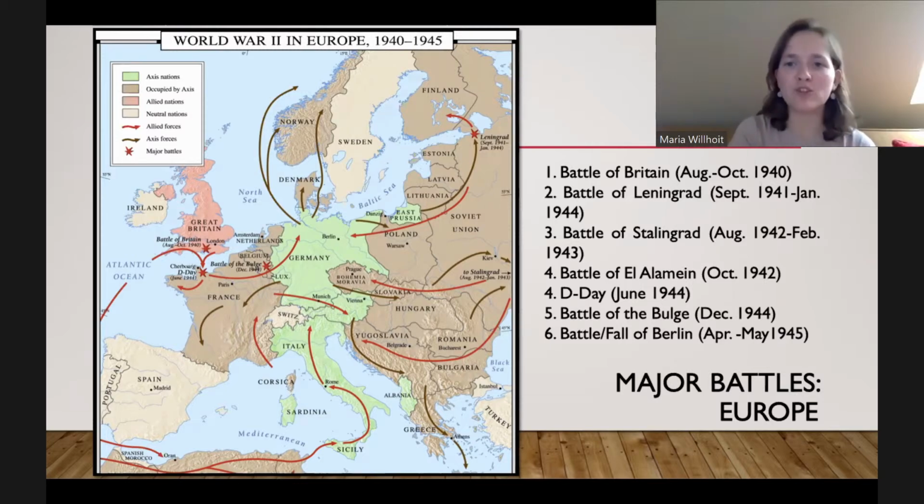But these are just some of the major battles. The first one being the Battle of Britain, a major Air Force battle. We have, of course, the Battle of Leningrad, the Battle of Stalingrad. We have the Battle of El Alamein, I believe. It's actually in, I believe, Egypt. It's a major battle to move forces out of North Africa. We also have D-Day, the Battle of the Bulge, and of course, the battle and the fall of Berlin. So there are many battles in World War II, but these are the major ones that we at least think about and talk about in America in terms of World War II.